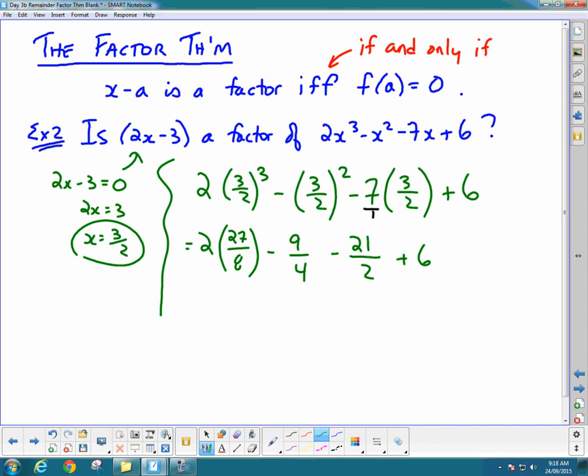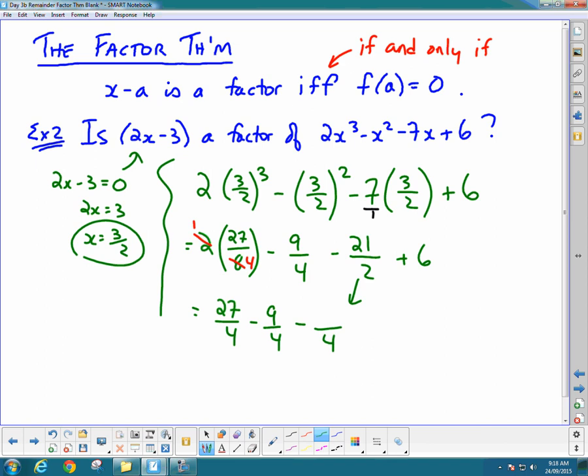I can simplify things a little bit easier by dividing both of these by 2, and I get a 1 and a 4. So 2 divided by 8 is 1/4, so I can reduce that. So I actually end up with a fraction 27 over 4. This I'm going to leave as minus 9 over 4. I'm eventually going to have to add and subtract these, so I'm going to get a common denominator and change this one into over 4 as well.